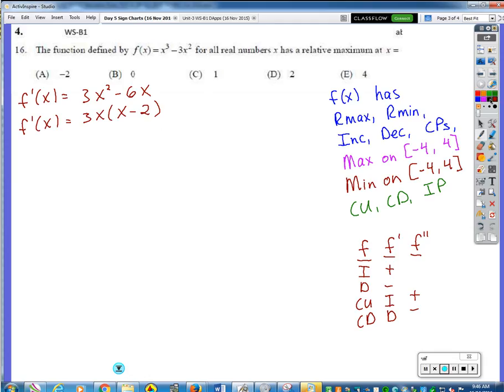To make a sign chart, draw a number line. The number line represents every possible value of x, from negative infinity to positive infinity. You list the factors of what you are sign charting. We're sign charting f prime. So you list the factors of f prime.